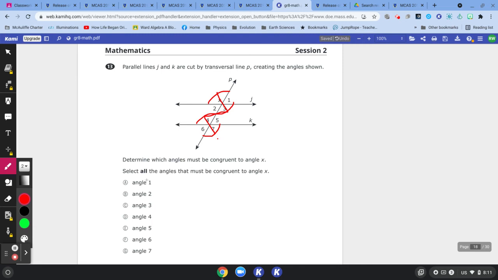So angle 1 is no. Angle 2 is no. Angle 3 is yes. Angle 4 is yes, because it's corresponding. Angle 5 is no. Angle 6 is no. And angle 7 is yes. All right, I will add one more thing. Angle 5, angle 6, angle 1, and angle 2, each of those are supplementary to angle X.